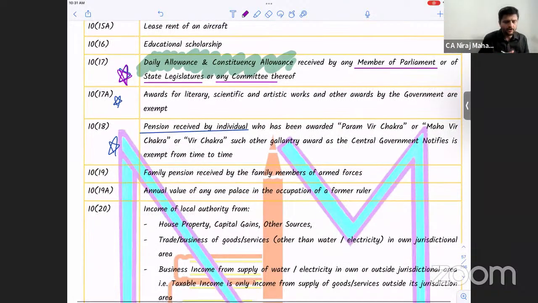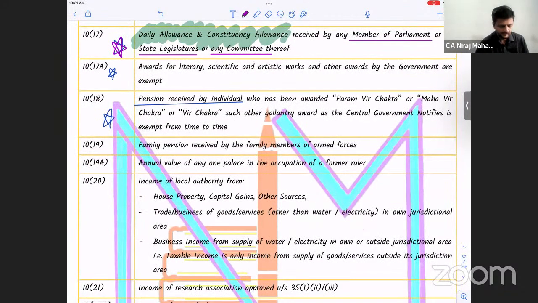Then, awards for literary means literature, scientific and artistic works and other awards also by the government are exempt. Give me example. Come on, guys. Awards given by government, which obviously will include cash amount also. So the award is what? That memento is not an income. No? The money is the income. Tell me, is Filmfare an award given by government? No. So which award are we talking about?